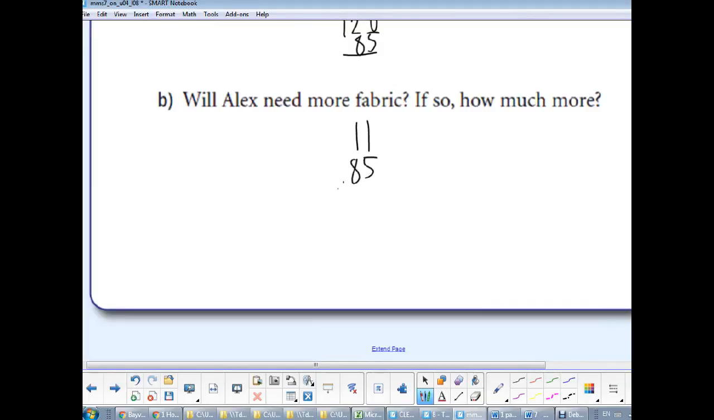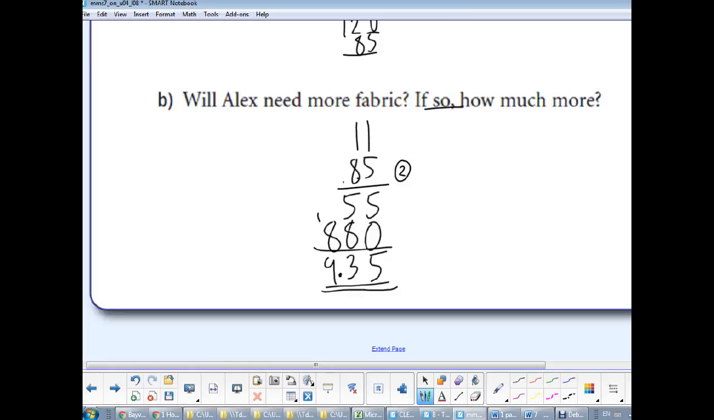So now we go back to multiplying. We know 11 pieces will work. So 11 times 0.85, which we did last section. 1 times 5 is 5. 5 times 1 is 5. Bring down a 0. 8 times 1 is 8. 8 times 1 is 8. Add up our 2 rows. We have 13. We have 9. We have 2 decimal places here, only on the bottom. So it's 9.35. So the 11 pieces that Alex can get out of this big piece will measure 9.35 meters.